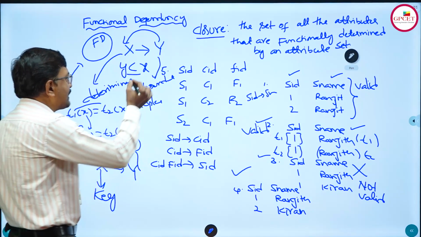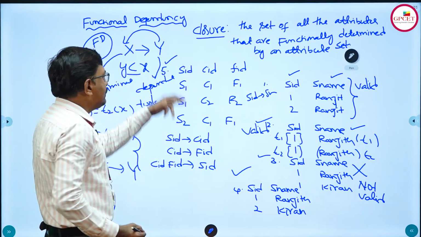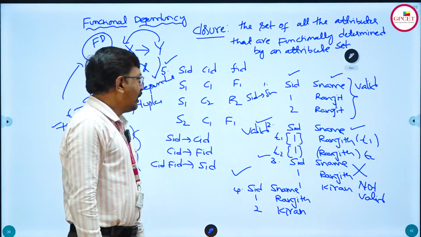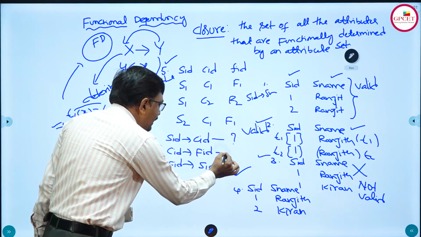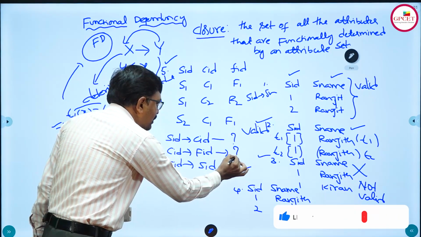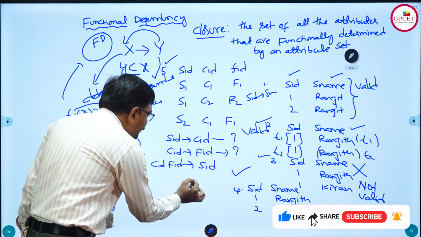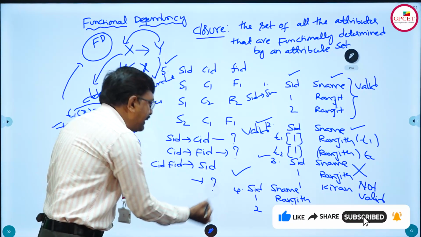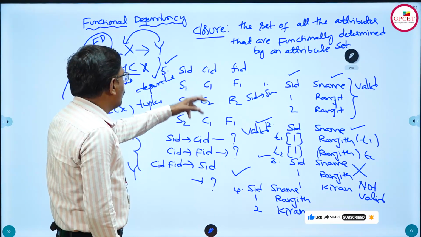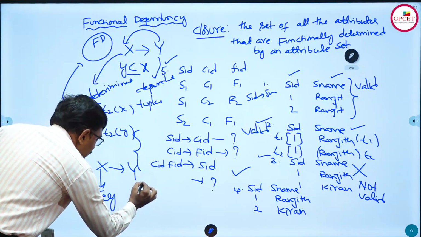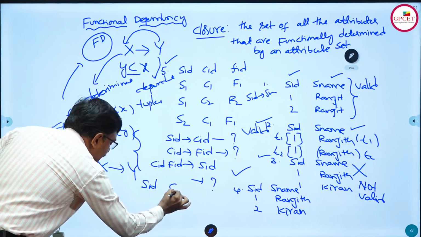And the next, one more example, that is the fifth one: SID, course ID, FID. Observe here, SID tends to CID, functional dependency valid. CID tends to FID, functional dependency valid. CID, FID tends to SID, functional dependency is valid. To check, the first one is SID tends to CID. Simply we can write it as SID, CID.